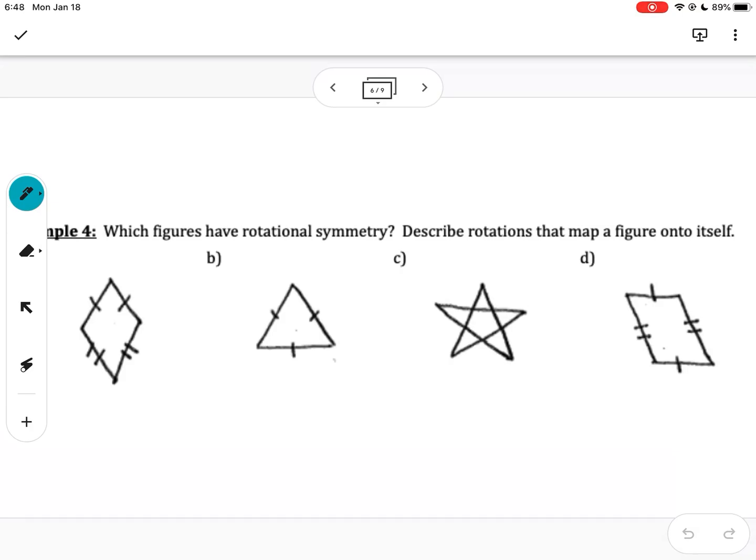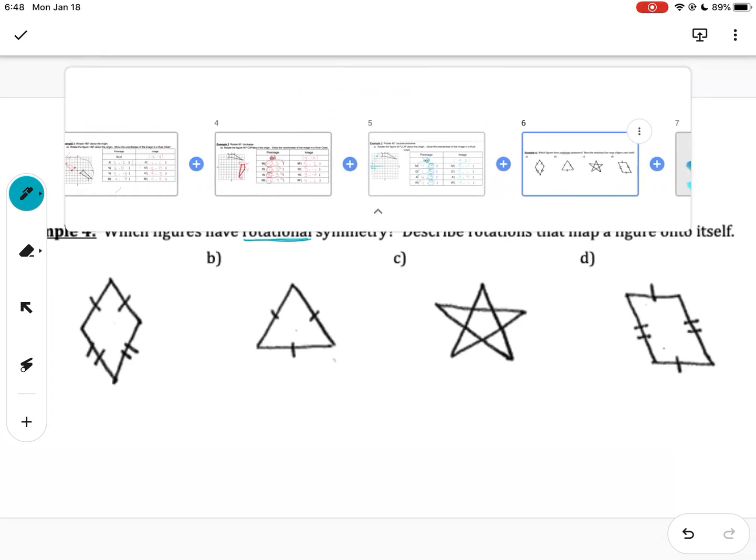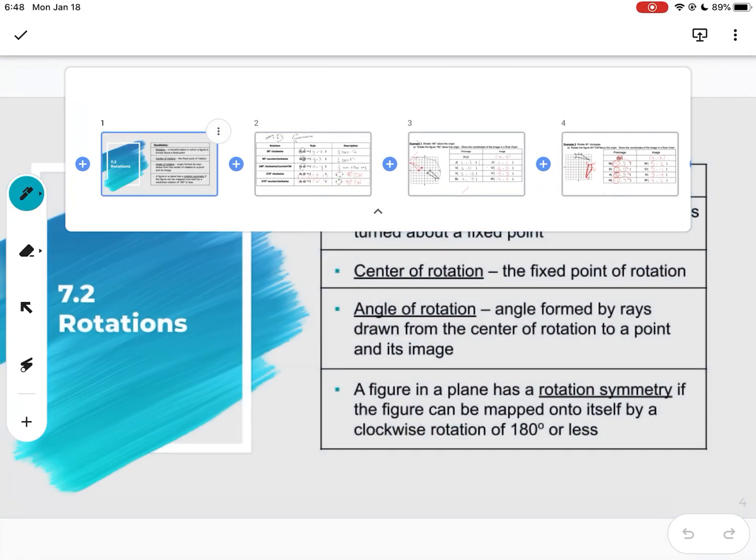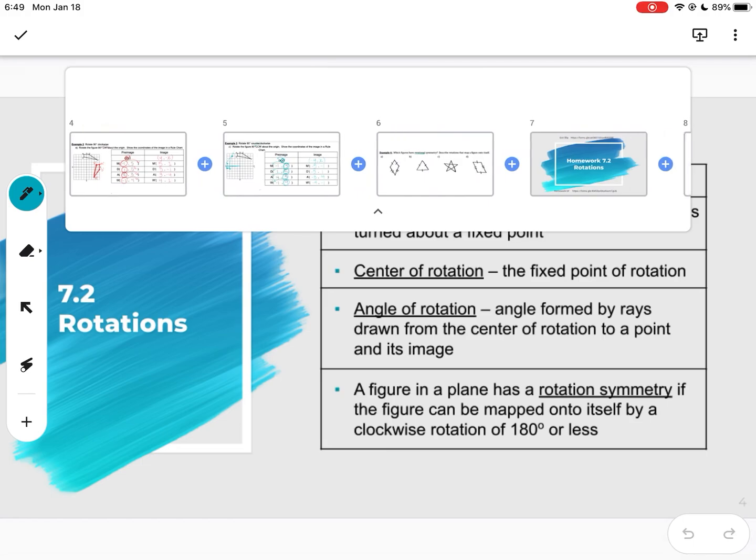So if we think back to the definition of rotational symmetry, it said that a figure has rotational symmetry if you can match it up within a 90-degree clockwise rotation. So let's go back to that first page and look at that definition. A figure has rotational symmetry if it can be mapped onto itself by a clockwise rotation of 180 degrees or less.